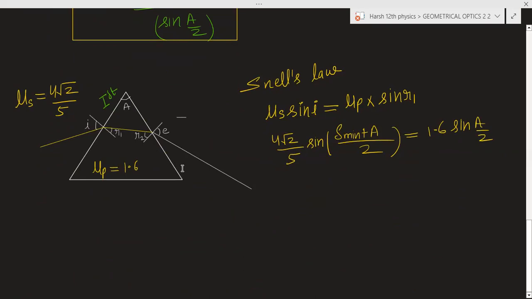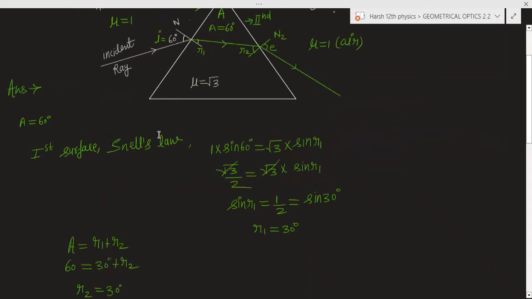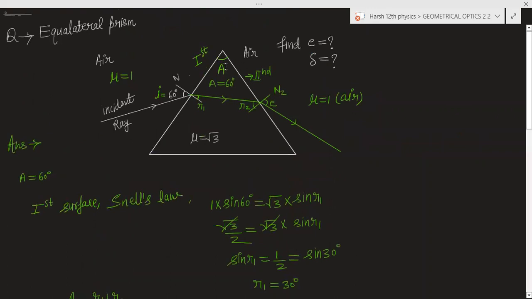Now see, in the question it is written, equilateral prism. If the prism is equilateral, the angle of the prism is 60 degrees. We have also done this type of question, I think, last class. Equilateral prism, angle of prism becomes 60 degrees.